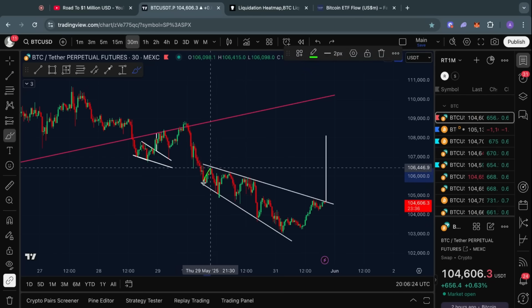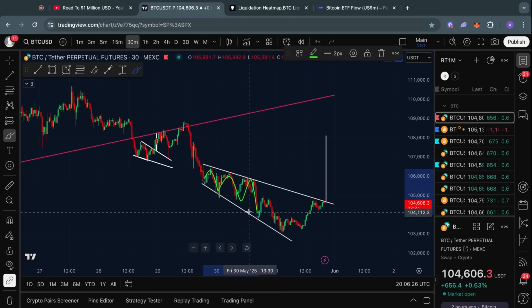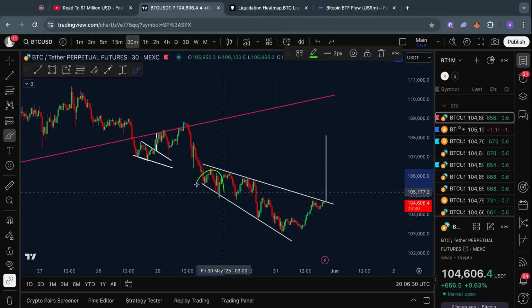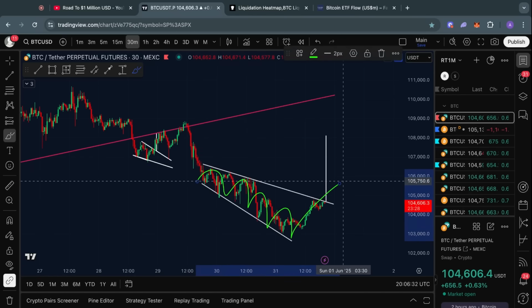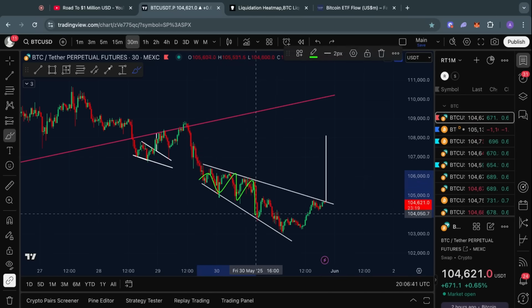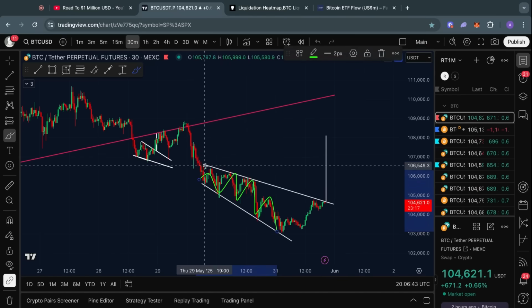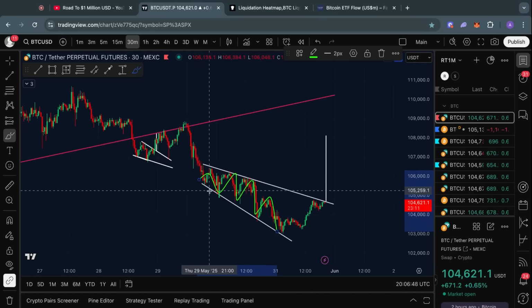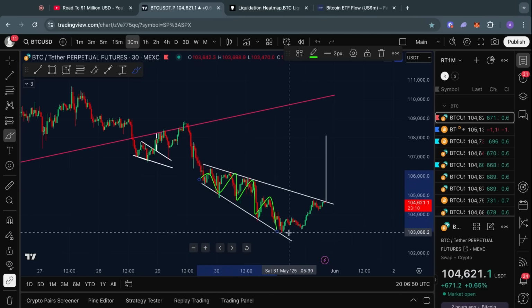One last thing that I wanted to point out is this 30-minute time frame where we have this falling broadening wedge pattern. And this is also something that I covered in yesterday's video. Basically, with these falling broadening wedge patterns, you will see the price shoot between the top and bottom of this pattern, becoming more and more volatile over time.